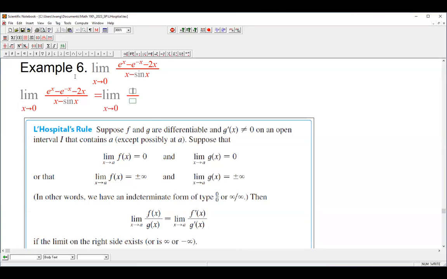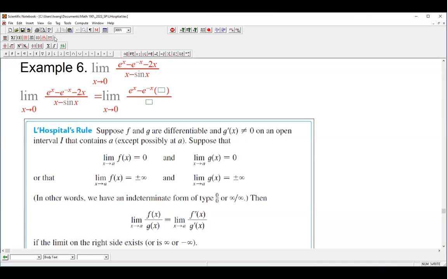Okay. The derivative of the numerator. So we're going to take a derivative of each one of these one by one. The derivative of e to the power x is e to the power x. The derivative of e to the power negative x, we're going to have to use chain rule. Okay, and then we take the derivative of negative 2x. The derivative of the denominator is 1 minus cosine x.